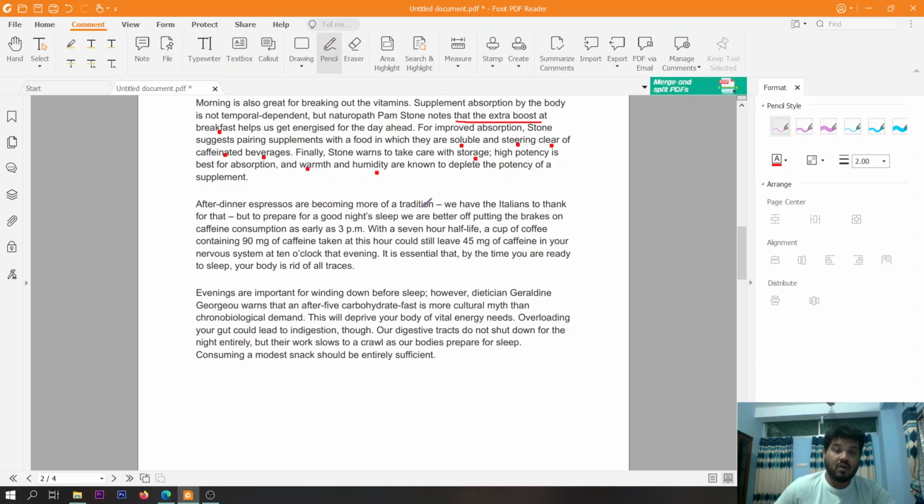espressos are becoming more of a tradition. We have the Italians to thank for that, but to prepare for a good night's sleep, we are better off putting the brakes on caffeine consumption as early as 3 p.m. With a 7-hour half life, a cup of coffee containing 90 mg of caffeine taken at this hour could still leave 45 mg of caffeine in your nervous system at 10 o'clock in the evening. So it is essential that by the time you're ready to sleep, our body is rid of all the traces. So as early as 3 p.m.